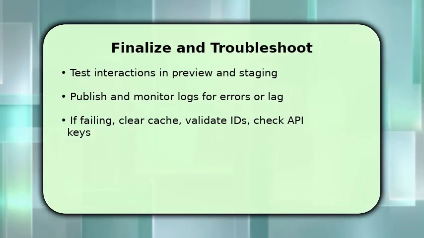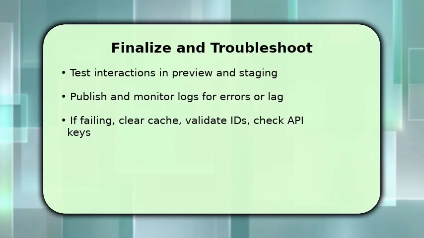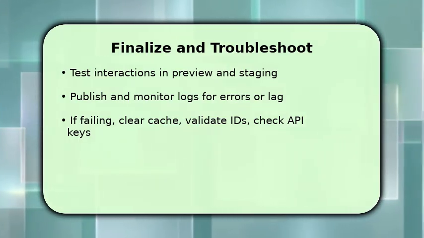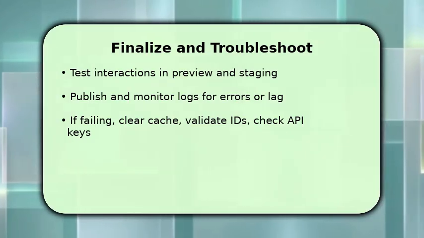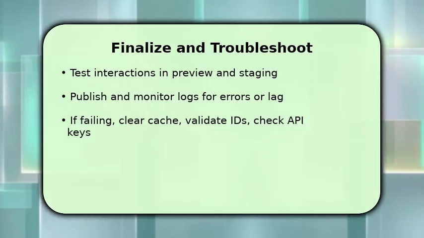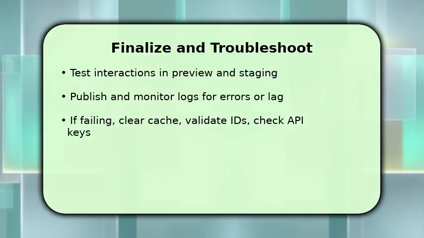quickly. If something goes wrong, first clear Kingshot cache and browser cache, validate widget ID and bindings, and confirm any API keys or endpoints are correct. Often a missing key or ID mismatch is the cause. Finally, roll back or patch quickly if critical failures persist.